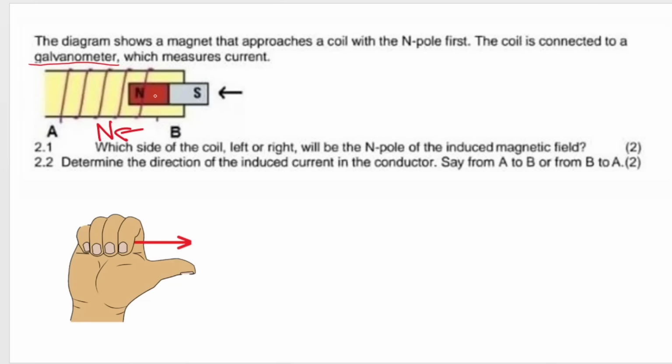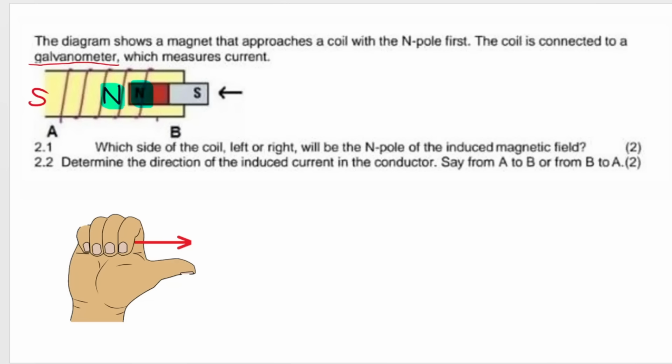So they're basically saying we're pushing the north in. Will there be a north here and a south here, or will there be a south here and a north here? Now you should know by now that if I'm pushing the north in, the induced magnetic field wants to get rid of this. So we must induce a north on this side and a south on this side. Why? Because this north will repel this north. Remember, we're pushing it in, so that means the induced magnetic field wants to get rid of it.